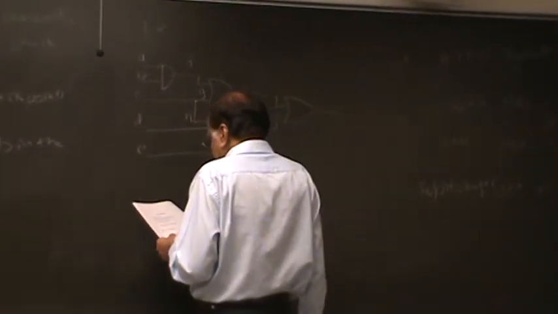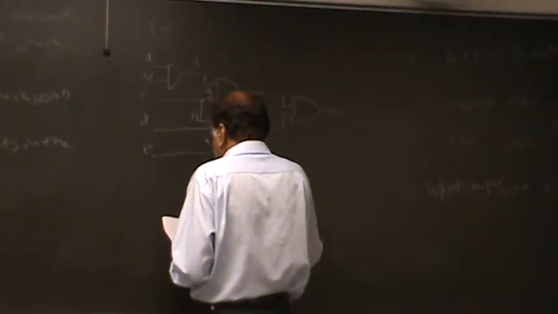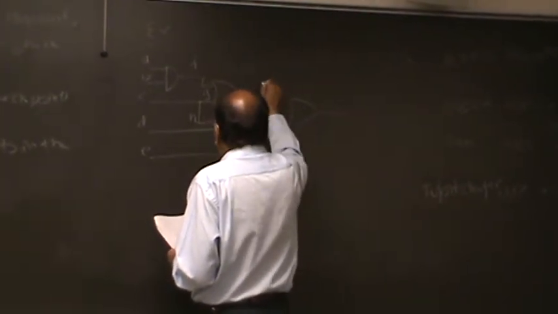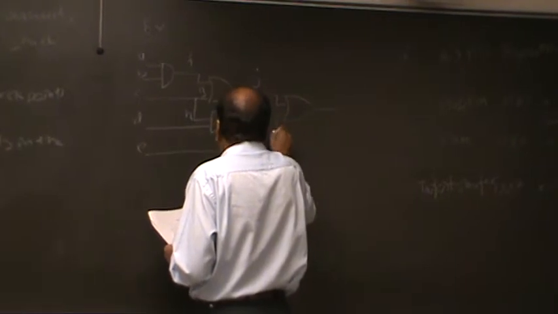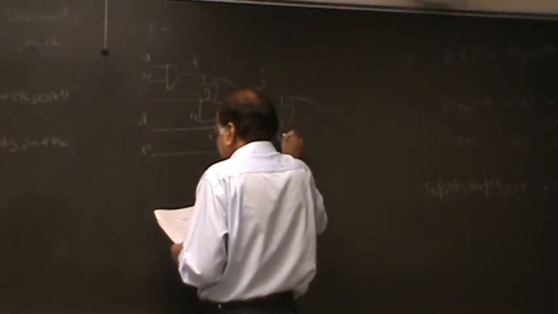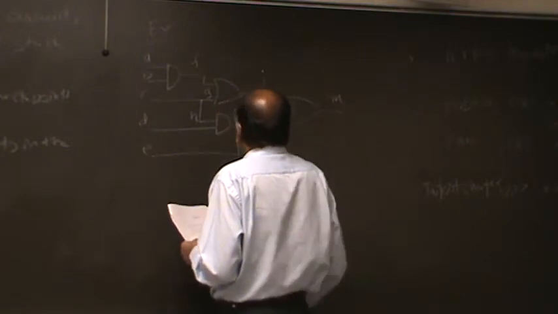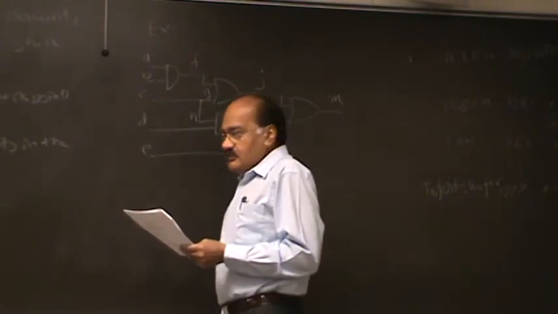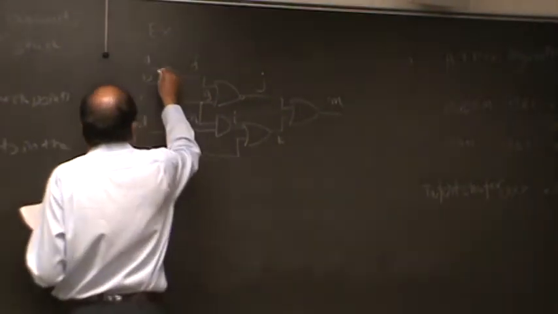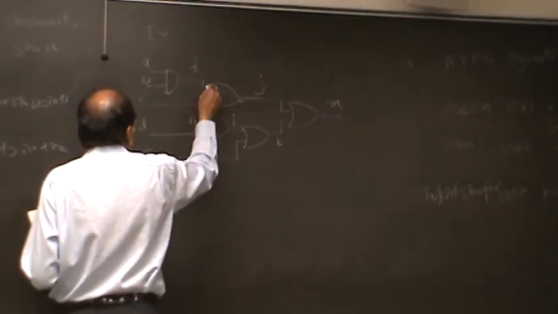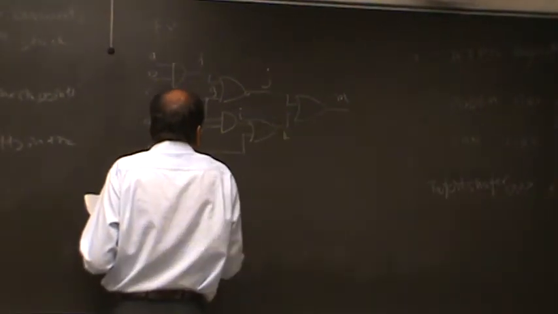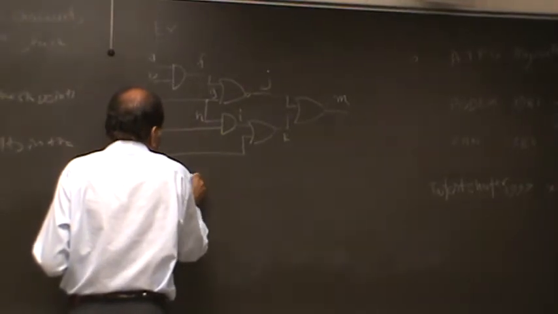And let me give all the lines some names. Here is I, let me call this J, and here is K, and let me call this M. So I have a name for all the lines. Okay. So how many nodes we have? We start out with 1, 2, 3, 4, 5, 6, 7, 8, 9, 10, 11, 12. So we start with 12 nodes.